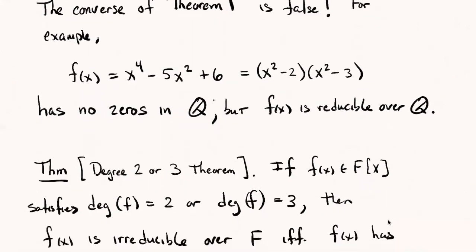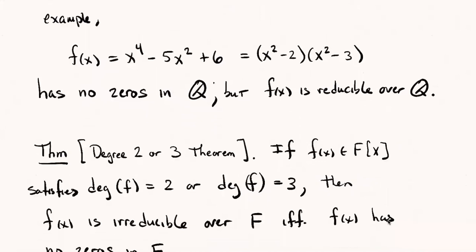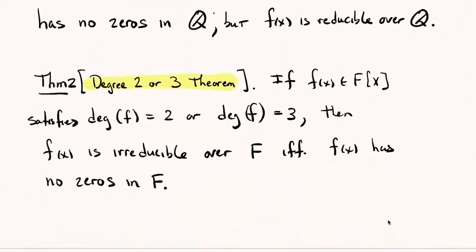But we can rescue something. Our second theorem, I guess I should call it Theorem 2, but I want to call it by its street name, the degree 2 or 3 theorem. The degree 2 or 3 theorem says that if your polynomial's degree isn't more than 3, if it's 2 or 3 more precisely, then not having any zeros is equivalent to being irreducible. I mentioned before in class that it's hard to show a polynomial is irreducible in general, and this is kind of saying, well, if its degree is 2 or 3, it's equivalent to showing it has no zeros. So let's try to understand the proof of this.